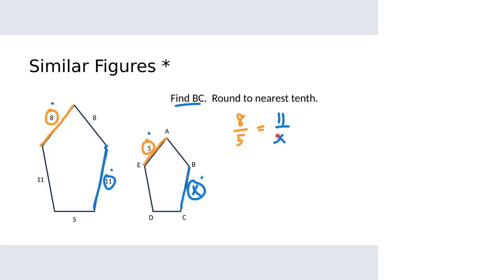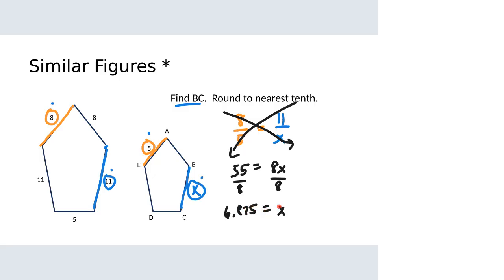Now we've got our proportion, so we can solve. We'll have 11 times 5 equals 8 times X. We'll divide both sides by 8, and then 55 divided by 8 is 6.875, which is equal to X. Here I was told to round to the nearest tenth. So we'll find the tenths place. Look one space to the right. That's 5 or larger, so we'll round up to 6.9.